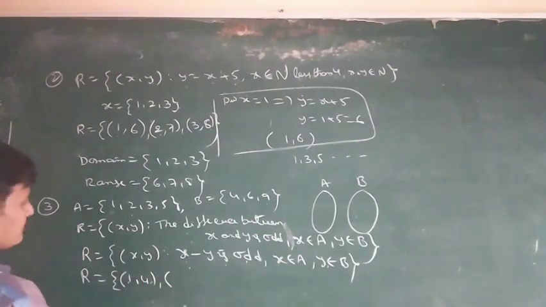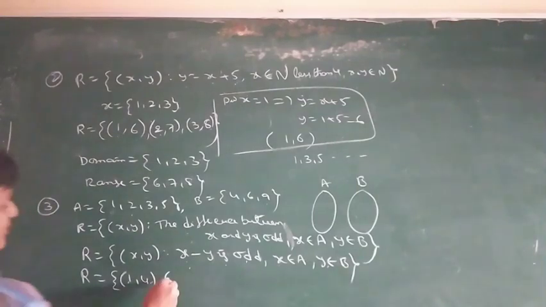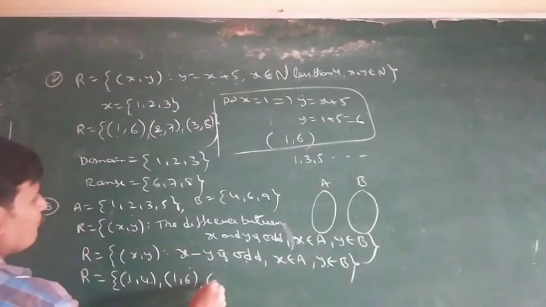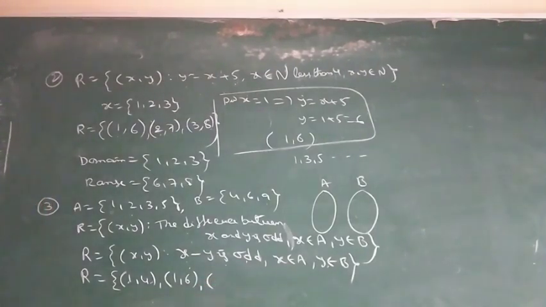Next, 1 minus 6, 5, odd. 1 minus 6 is odd. Next, 1 minus 9. 1 minus 9 is equal to minus 8, an even number.